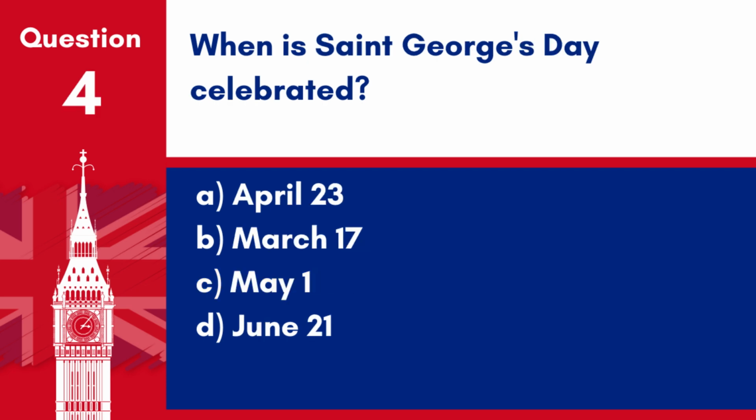Question 4. When is St. George's Day celebrated? A. April 23. B. March 17. C. May 1. D. June 21. Answer. A. April 23. St. George's Day, celebrating the patron saint of England, is observed on April 23rd each year.